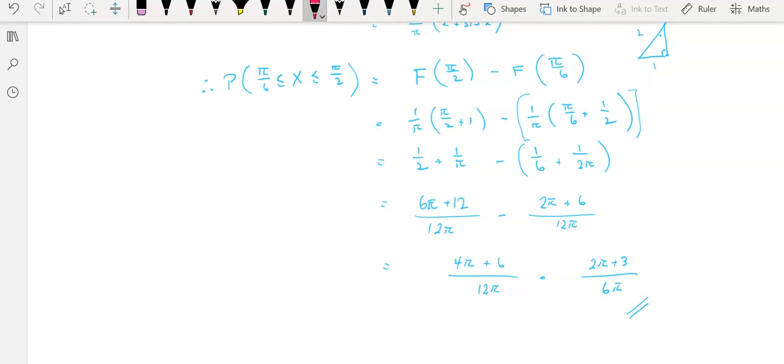Okay, so now we can do questions 2, 4, and 6 from exercise 10K. Then our next stop after this is the normal distribution. But let's have a look at these 3 questions in today's lesson.